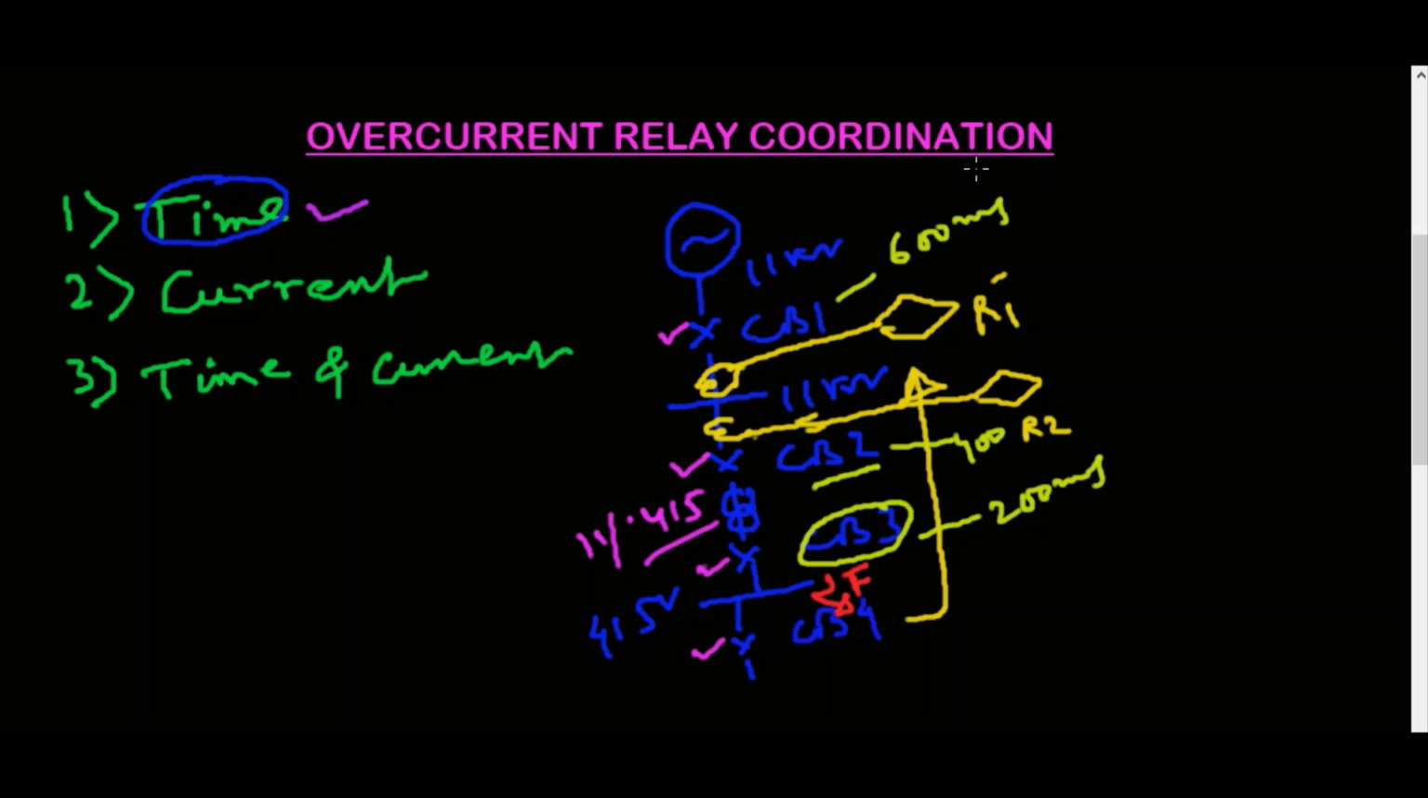That means with the time discrimination we are defining the sequence of operation of these protective devices. So if there is any fault at the LV side, that means the 415 volt level, then the immediate circuit breaker will trip first, then another one, and then the upstream one. With the help of only this time discrimination, independent of the fault current, because this doesn't depend on the current, only the time. So that's why this is called the overcurrent relay coordination by time.